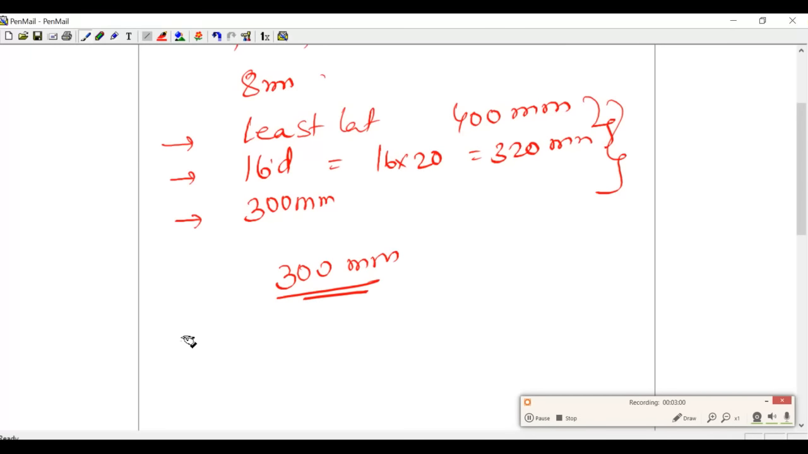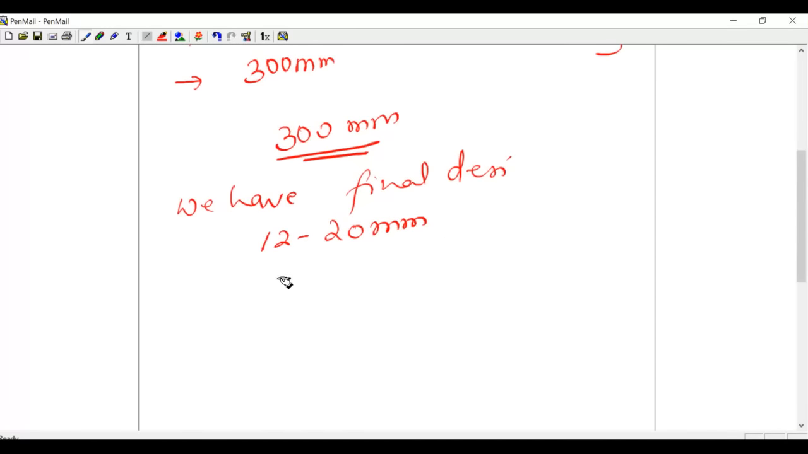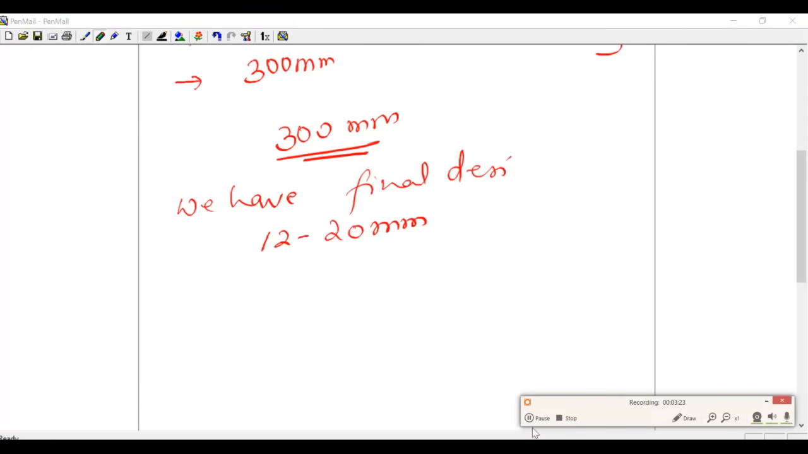So we have the final design where 12 numbers of 20 mm dia bar are the main reinforcement, and 8 mm at 300 mm center to center. So the transverse reinforcement is 8 mm at 300 mm center to center. So this was regarding your design of axially loaded column with biaxial bending.